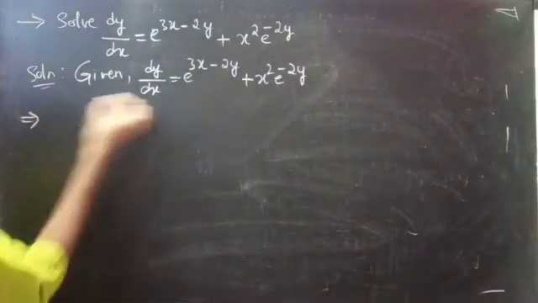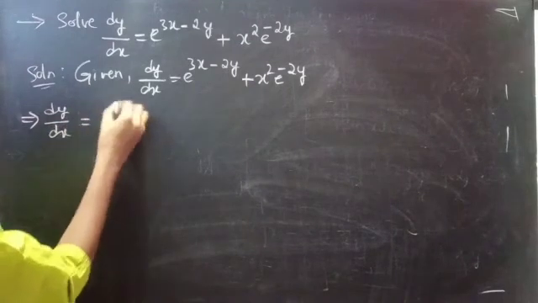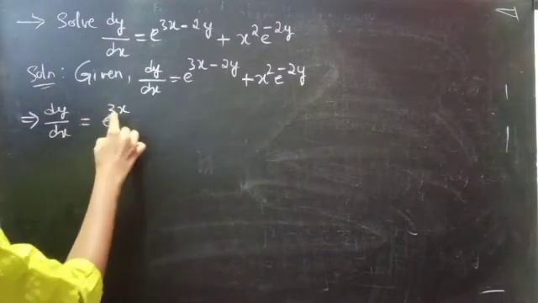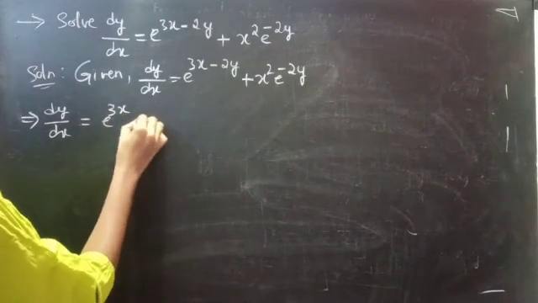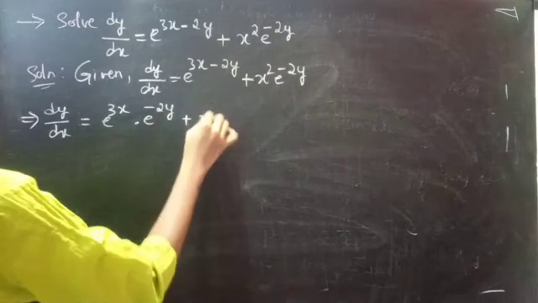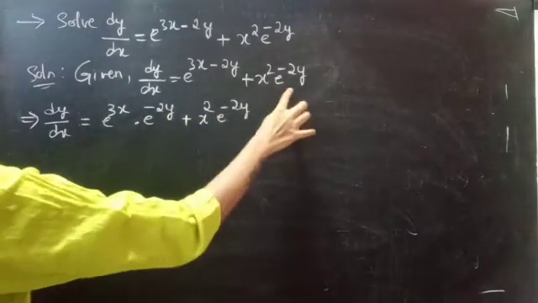So which can be written as dy by dx is equal to exponential. We can split this exponential term: e power 3x into e power minus 2y plus x square into e power minus 2y. We'll just write it as it is.